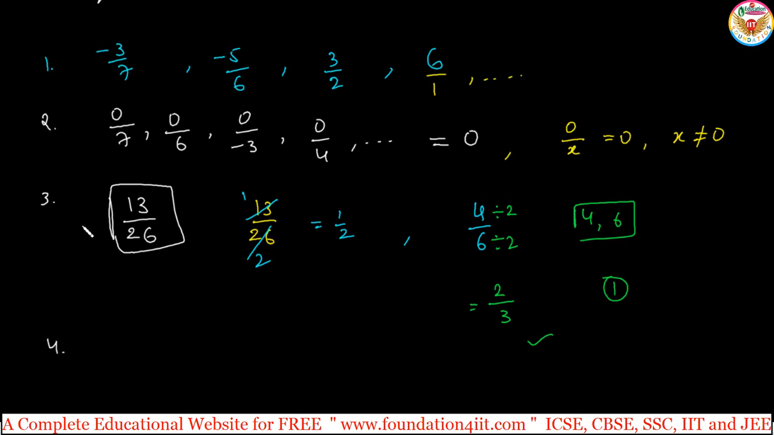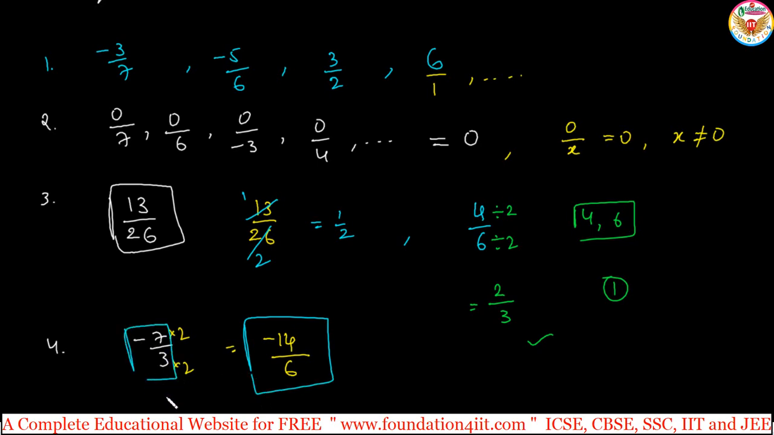And one more rule I will show you. For example, minus 7 by 3, we know that this is a rational number. If you multiply the same number with numerator and denominator, I am multiplying by 2 and 2. Minus 7 into 2 is minus 14, 3 into 2 is 6. That means the value of minus 14 by 6 is exactly equal to minus 7 by 3. The value does not change while multiplying, as well as in division.